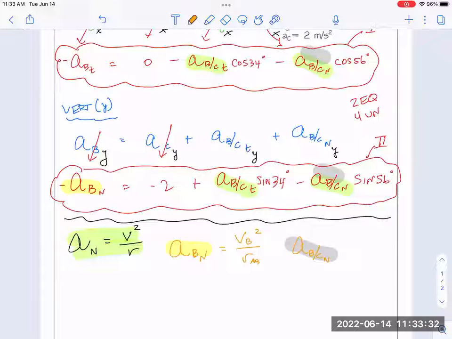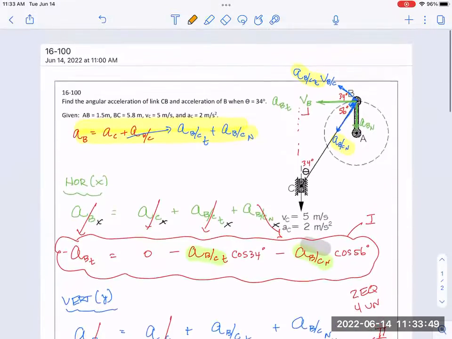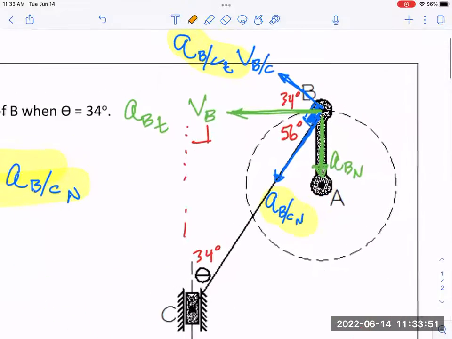And so, again, it's equal to V squared over R. But what velocity are we talking about there? Well, this time we're not talking about B. We're talking about B with respect to C. And what radius is that? If we're looking back up here, we're talking about this velocity, right? Velocity of B with respect to C, then isn't its radius the perpendicular radius? So that's BC. You see that?